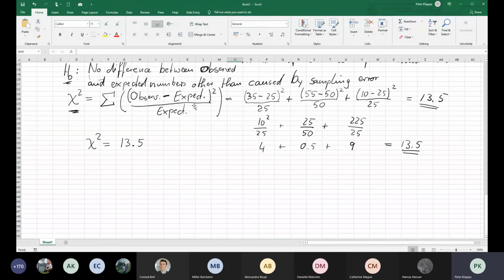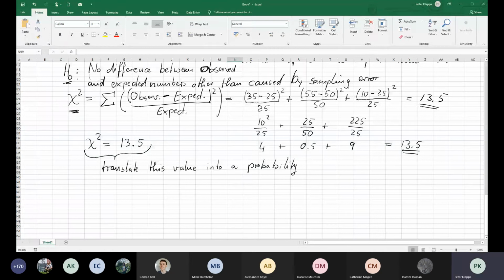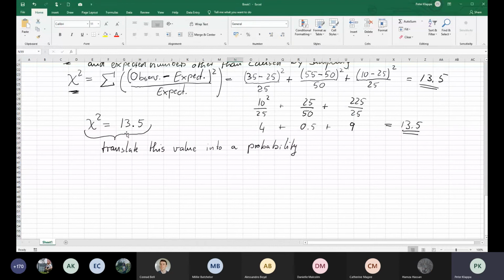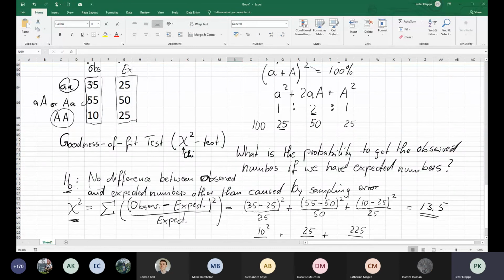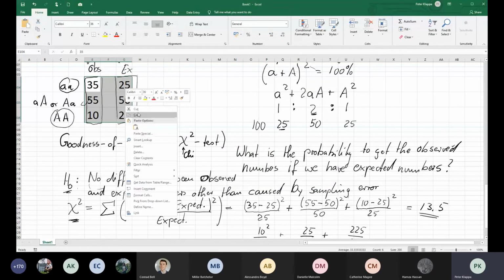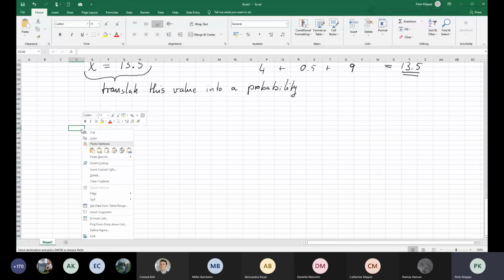So what on earth does this chi-square value tell us? Now, we need to sort of calculate this value. We need to translate this value into a probability. And how are we going to do that? Well, actually, there is an Excel function to do it, but instead of showing you this Excel function, I show you something that's much easier. And I assume you are happy with easy, right? We all want easy.